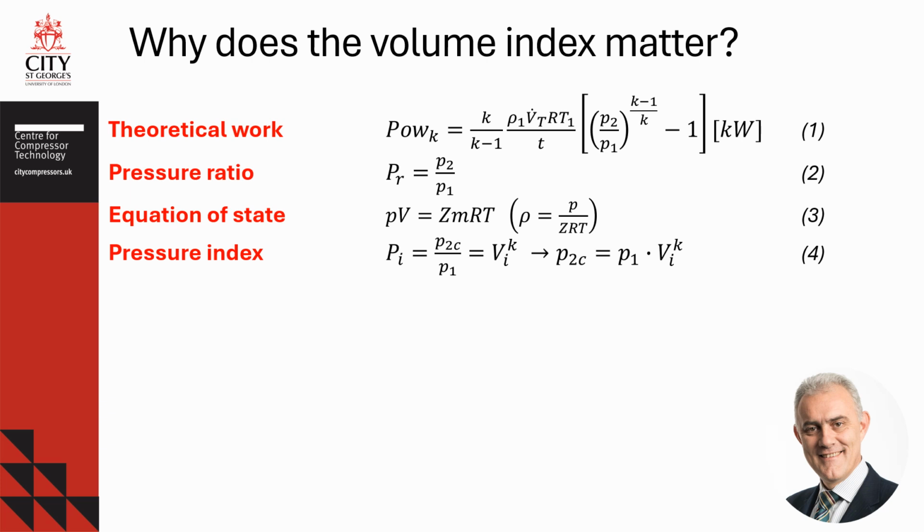it is now possible to calculate the suction density. For theoretical isentropic compression, pressure at the end of compression P2C depends on the pressure index Pi, which is obtained as the volume index Vi to the power of adiabatic index K, as shown in equation 4. The ideal situation is that the pressure index Pi matches the pressure ratio PR. This is achieved by adjusting the size of the discharge port to the required Vi.